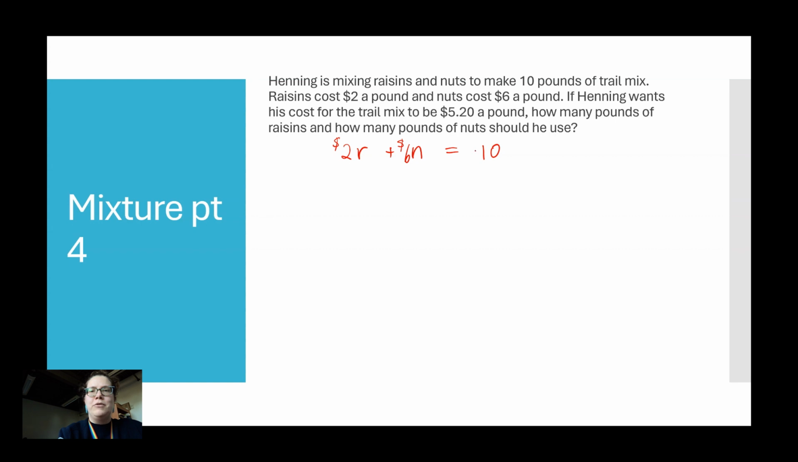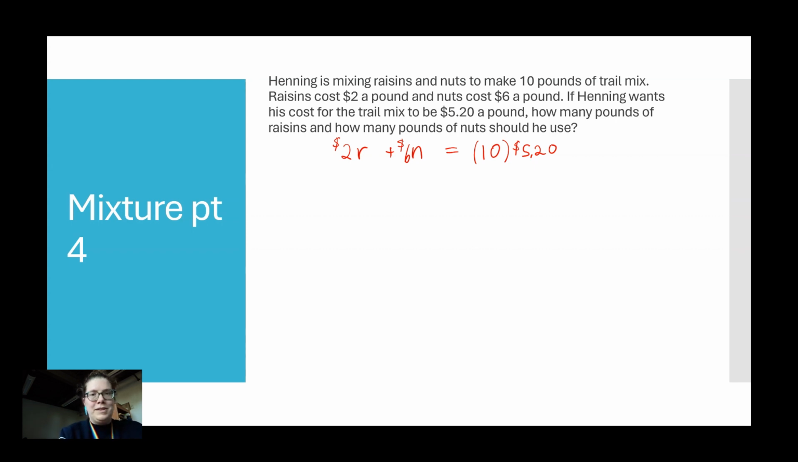I didn't really leave myself room on the left where I would have liked to write it, so I'm going to write it on the right. But it doesn't actually matter, right? 2 times 3 is the same as 3 times 2. It's just an aesthetic thing. So Henning wants his cost for the trail mix to be $5.20 a pound, and he needs to know, okay, how many pounds of raisins and how many pounds of nuts?